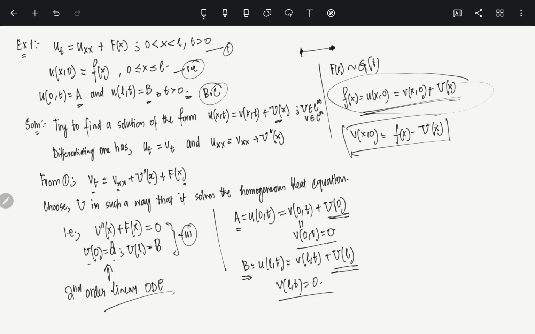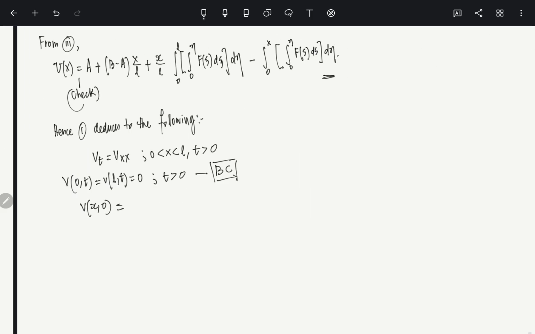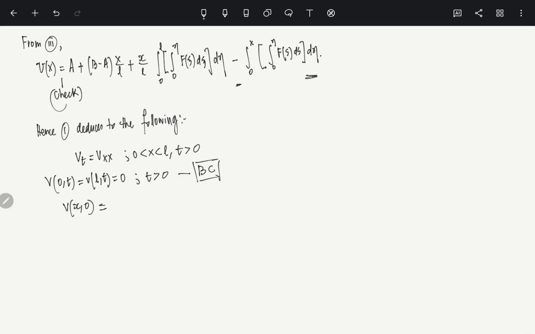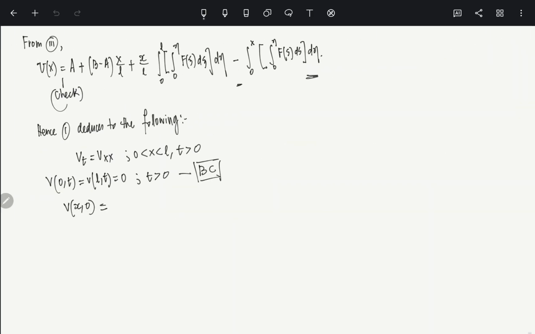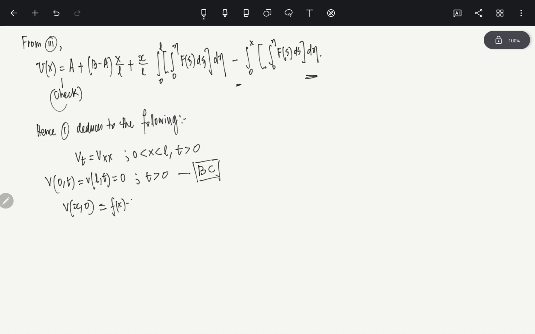Now, do you know what capital U of x is? Of course you know. Do you know what f of x is? That also you know, right? It is given. Capital F is given and capital U is already known. So that is nothing but f(x) minus capital U(x). Let's call this h of x.